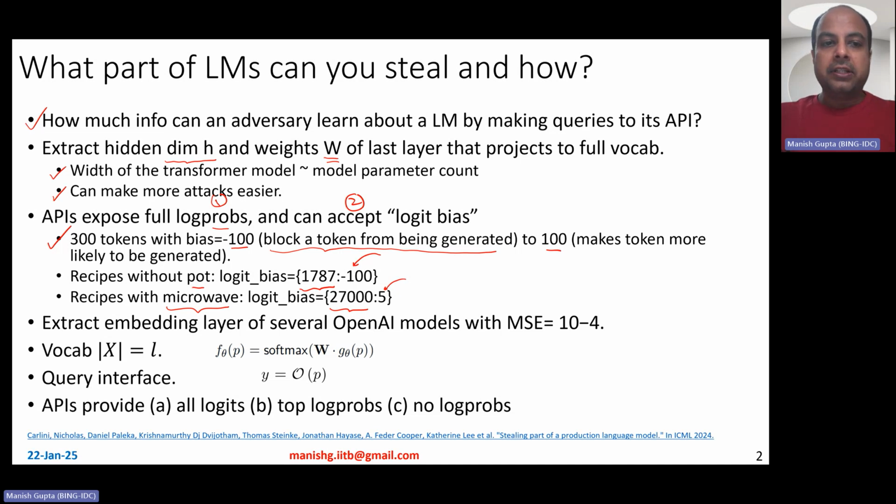So there are good use cases for why APIs support logit bias as an input, and they give you full log probabilities. So that's that.